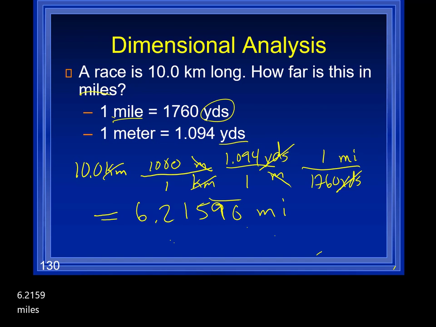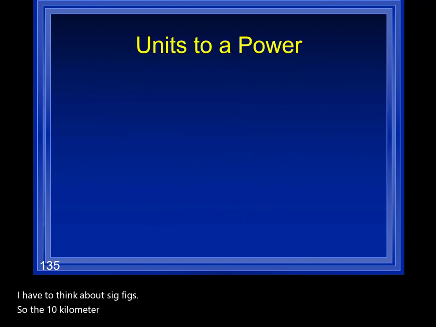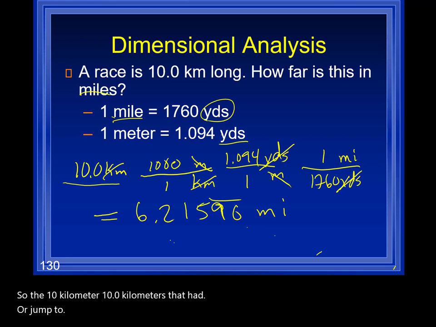So now I have to think about sig figs. The 10.0 kilometers, that 10 kilometers had 3 sig figs. Okay? My first conversion factor.